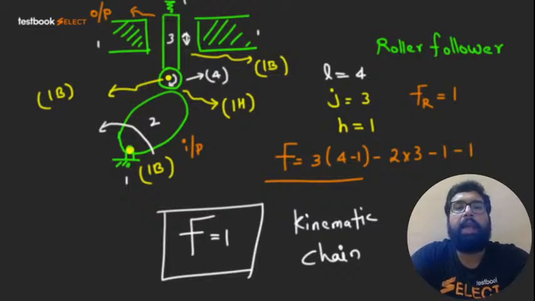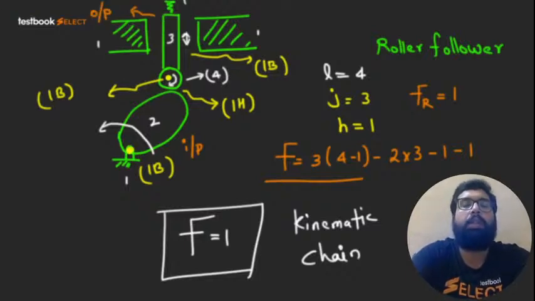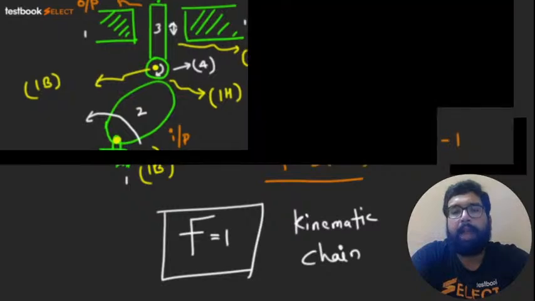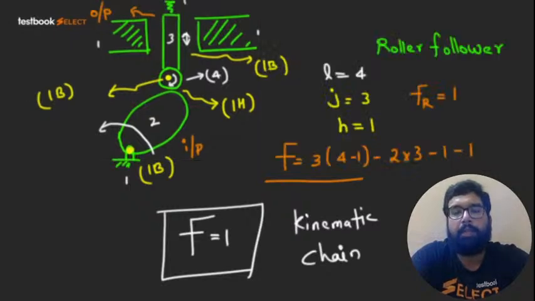If you are able to identify that this is a cam and follower mechanism, from the interpretation of degree of freedom, we can very well judge that this has one degree of freedom. Understood or not, beta? Please answer me. Is this understood to you guys or not? Please answer me that.